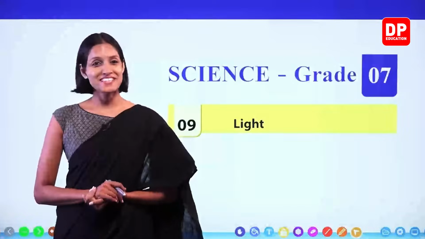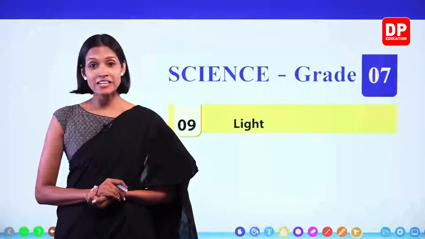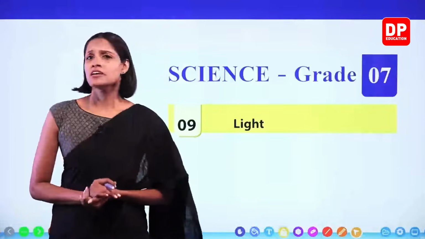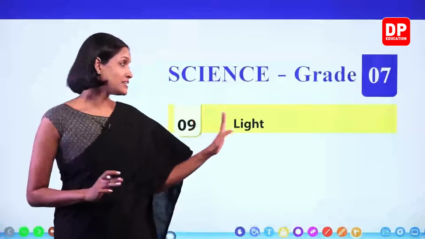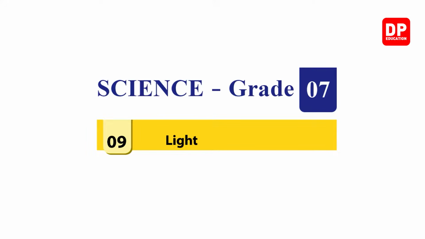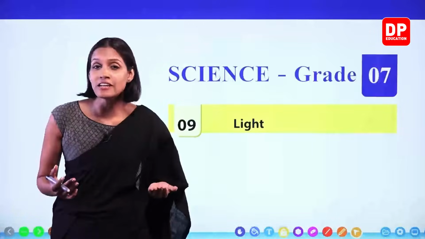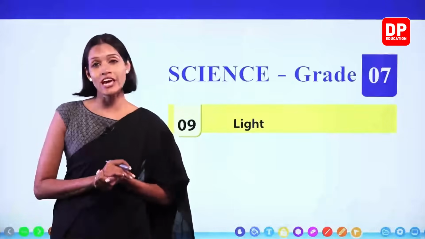Hello dear grade 7 children. Today we are going to learn the 9th lesson of the textbook, that is light. Now you already know that light is a type of energy, a source of energy. In the 7th lesson also we learn about light as a source of energy, and that light can be used to do our day-to-day activities.